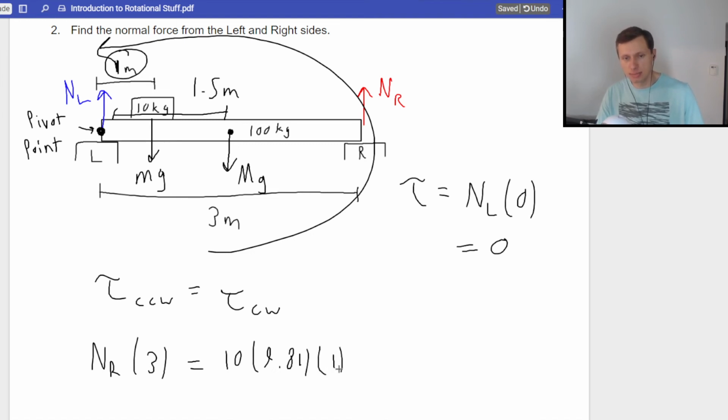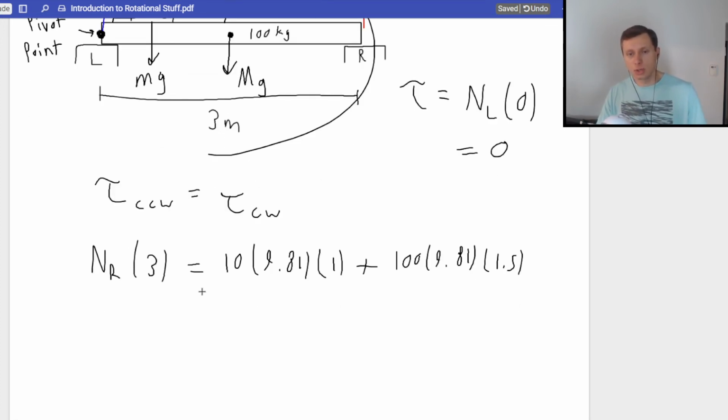So just times 1. Plus my torque from the 100 kilogram mass. That's going to be a mass of 100 times g, which is 9.81, times its distance, which is 1.5 meters. There we go. And it's 1.5 meters because, again, it's located exactly halfway in between. That center of mass is exactly halfway in between the bar. So now we have all our numbers. The only thing we don't know is NR. Let's go ahead and do some algebra and solve here.